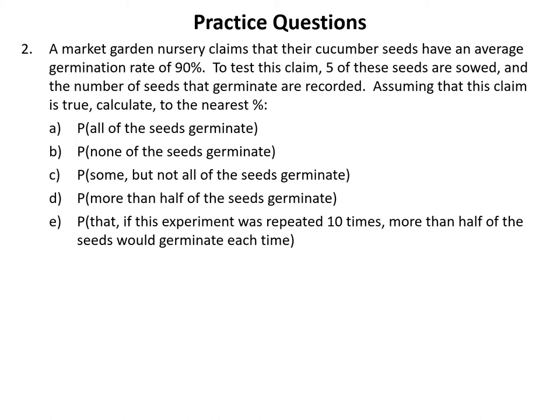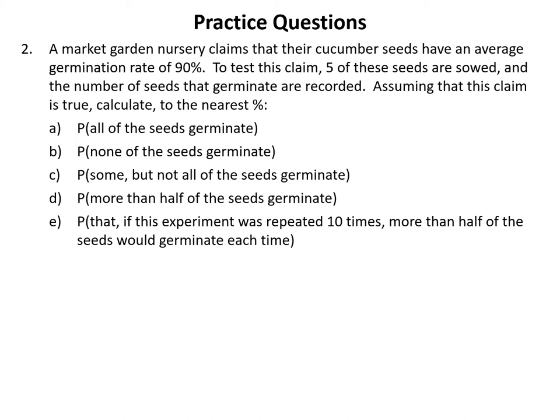Question 2. A market garden nursery claims that their cucumber seeds have an average germination rate of 90%. To test this claim, 5 of these seeds are sowed, and the number of seeds that germinate are recorded. Assuming that this claim is true, calculate to the nearest percent the following. Part A, the probability that all of the seeds germinate. Part B, the probability that none of the seeds germinate.